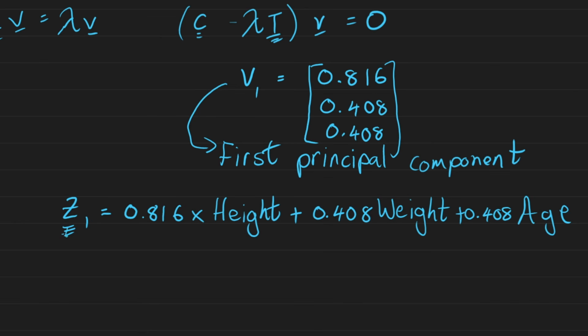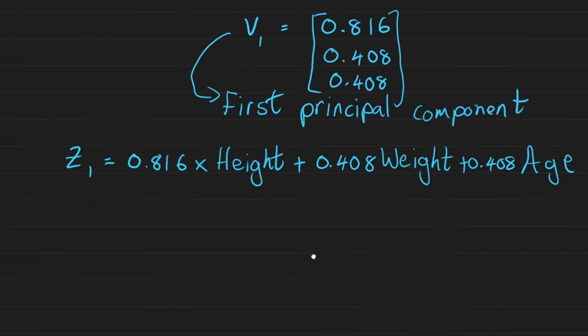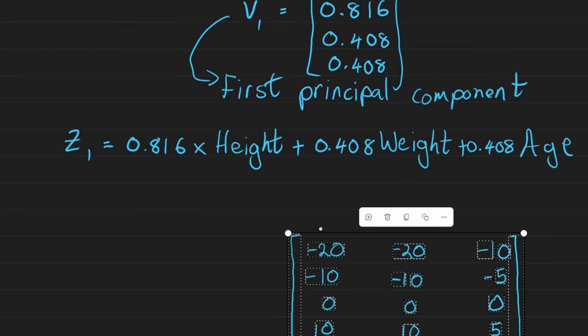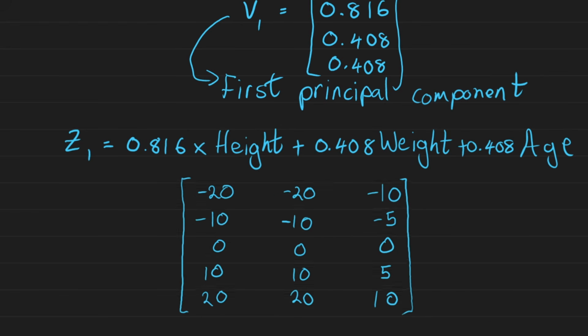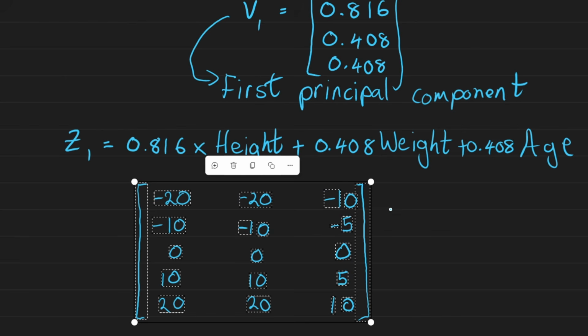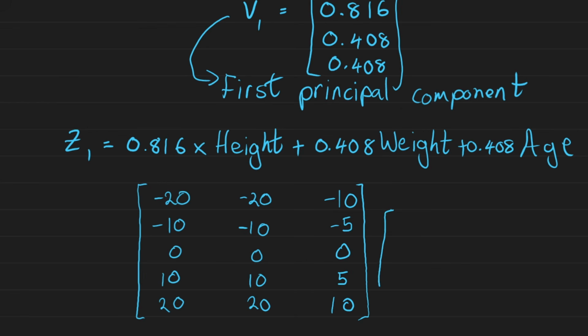So if we were to just show it in terms of the matrix, so here we have our matrix. This is our data set. This is our centered data set, I would just remind you. And then now we multiply this by 0.816, 0.408, and 0.408.